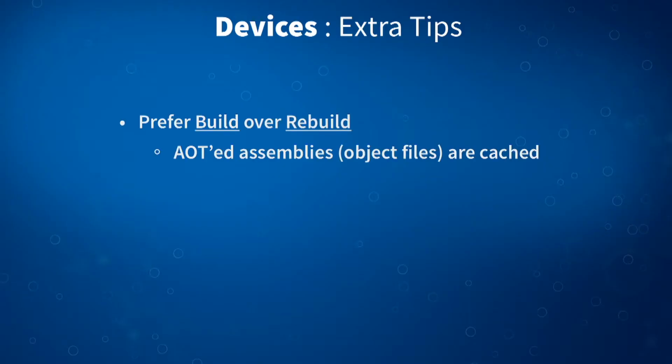Okay, some extra tips again. Avoid using rebuild. Every native object code that we generate is cached. If you use rebuild, we remove the cache. So there's time to save by using build, even more on your device builds.